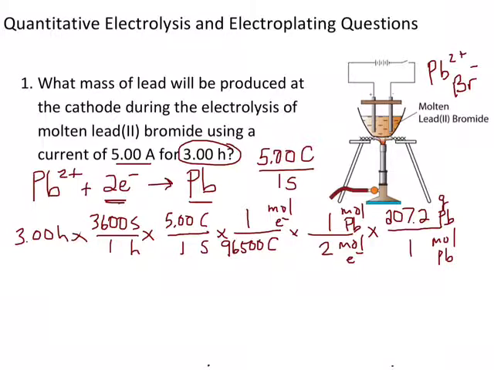Now just pay some attention to significant digits. We have 3 hours times 3,600 times 5, divide by 96,500, divide by 2, and times 207.2. 57.97 or 58.0 grams of lead will form. Okay, 58.0, 3 significant digits in the final answer.